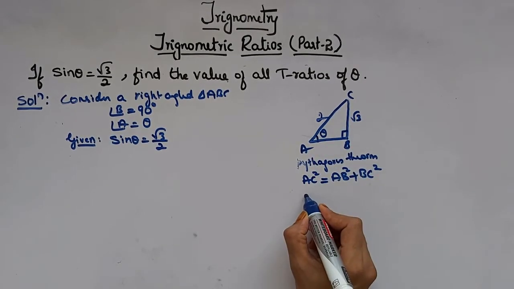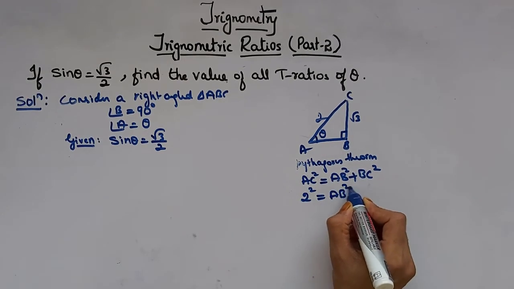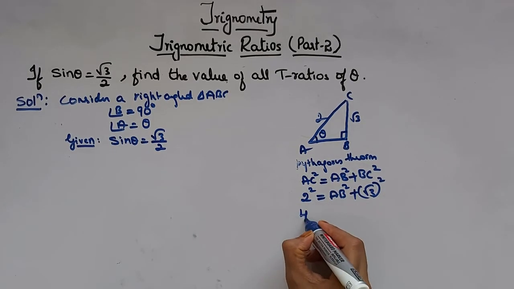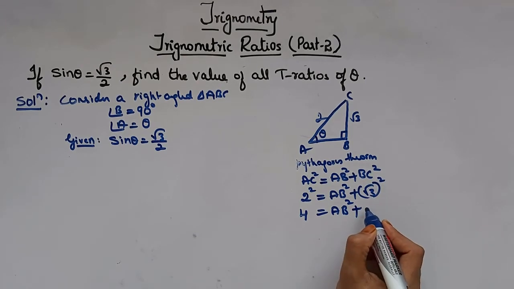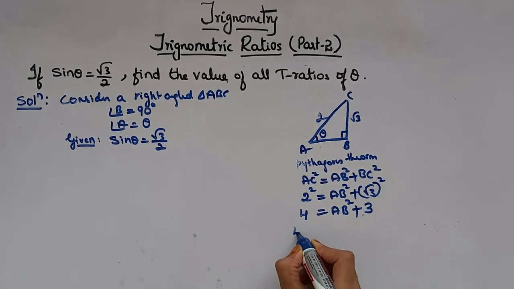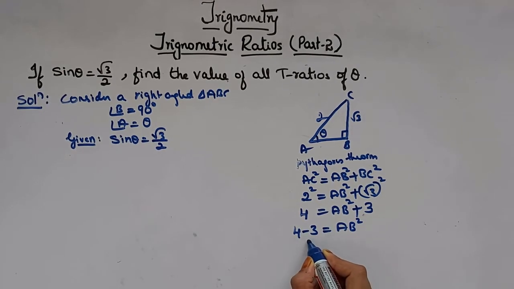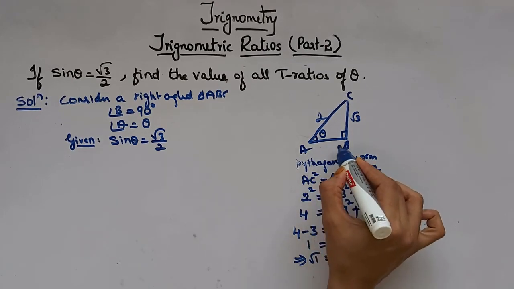So here AC is 2, so 2 squared is equal to AB squared, which we don't know, plus BC, which here is root 3, the whole squared. So 2 twos are 4, which is equal to AB squared plus the square root and square get cancelled, we are left with 3. So now 4 minus 3 is equal to AB squared. So 4 minus 3 is 1, which is equal to AB squared, which implies square root of 1 is equal to AB. So square root of 1 is nothing but 1. So your AB is 1. So we got AB is equal to 1.